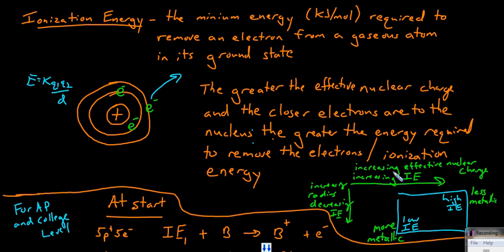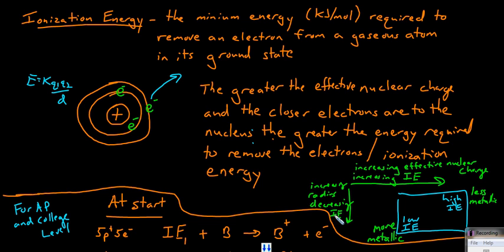We can see that as we go to the right in the periodic table, there are increasing numbers of protons in the nucleus, but the same number of inner or core electrons. Hence, there's an increasing effective nuclear charge. And because of the greater attraction between the electron and the nucleus, there's a greater ionization energy, the energy to remove that electron. So as we go to the right, there's increasing ionization energy.